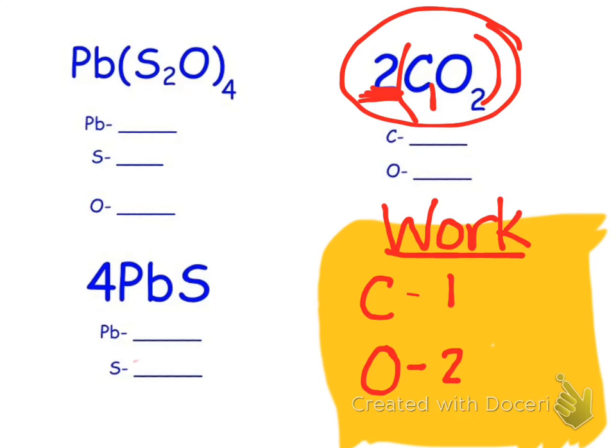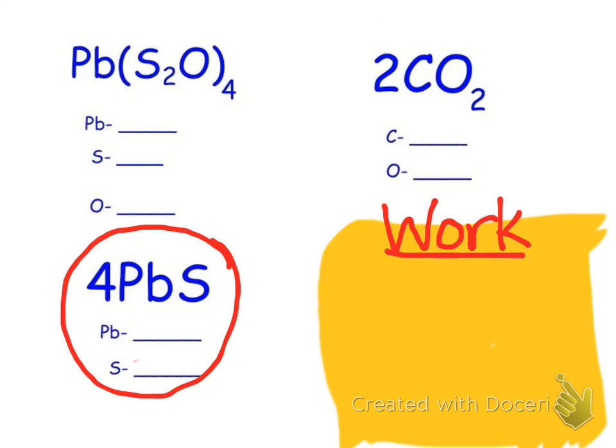So since I have 1, I'm going to multiply times 2, and I'm left with 2 carbons, and I'm left with 4 oxygen. You see how I multiplied it by the coefficient? It doubles there, and so that's how I would figure out I have 2 carbons and 4 oxygens.